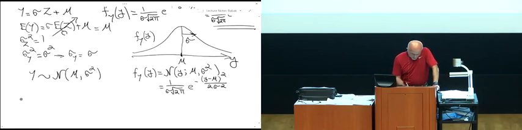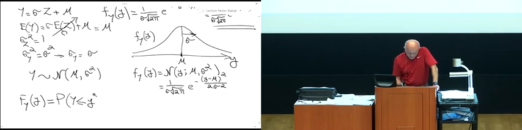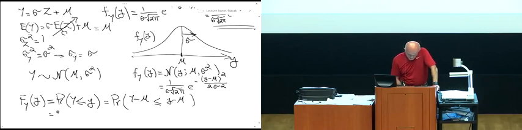So now if I want to figure out the probability that some arbitrary Gaussian is less than or equal to y, what I can do is, first, I subtract the mean for y from it, and then I divide by the standard deviation.